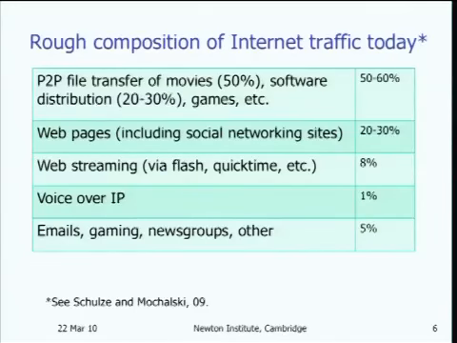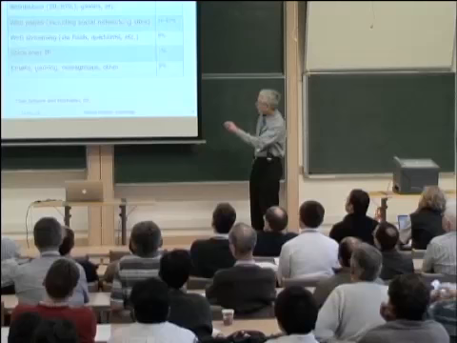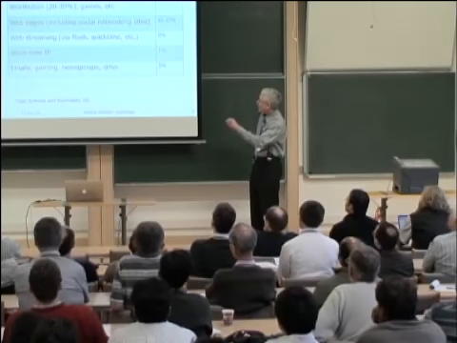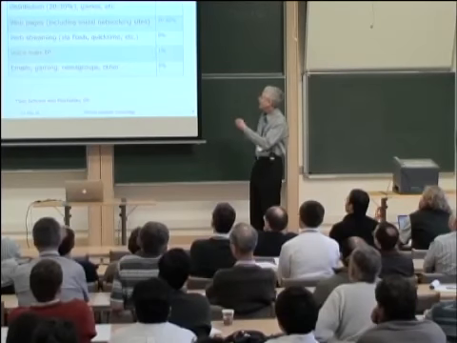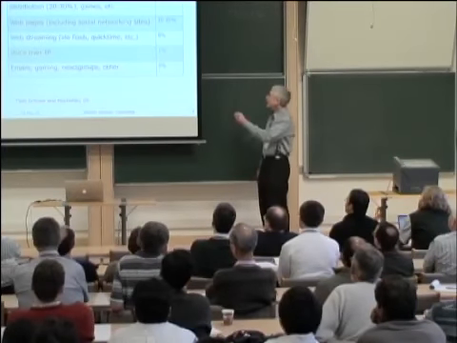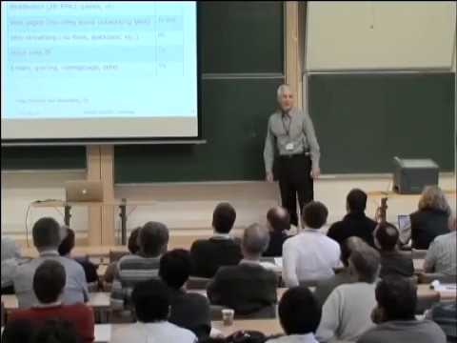It takes a lot of traffic on the internet. This is the rough composition of internet traffic today. It's taken from this study. Most of it's Africa and Europe, large part of the world covered. So the peer-to-peer file transfer, about half of that is movies. Software is around 20 to 30%. Games, and the mixture varies over time, is about 50 to 60% of the traffic on the internet.